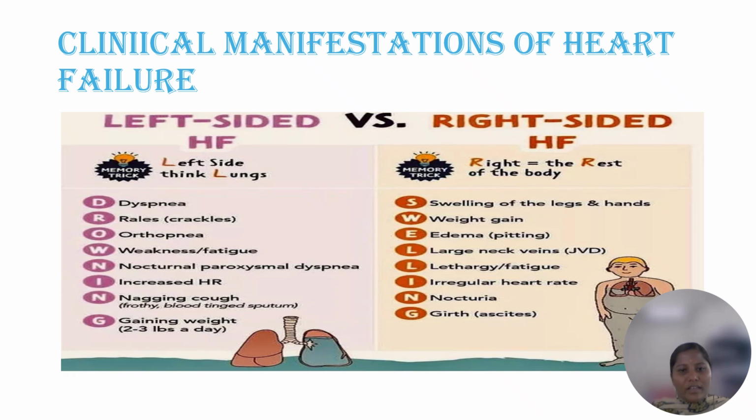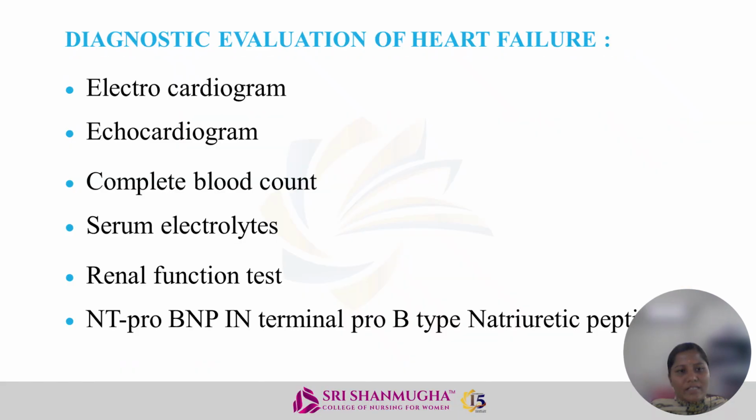For right side heart failure the mnemonic is SWELLING: S for swelling of the legs and hands, W for weight gain, E for edema, pitting edema, L for large neck veins, L for lethargy or fatigue, I for irregular heart rate, N for nocturia, G for growth of ascites.